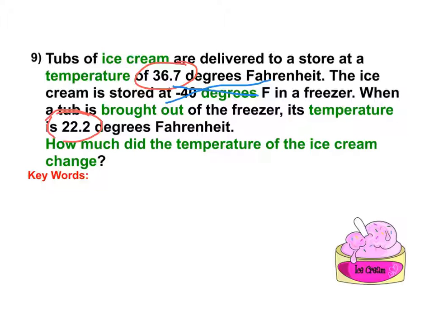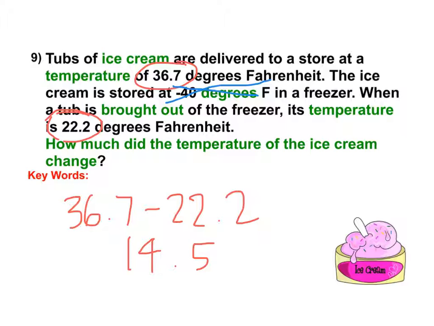So we're going to take our starting temperature, subtract our ending temperature, 22.2. We're going to subtract those. You can do this by hand or with the calculator. And we will end up with 14.5 is our final answer.